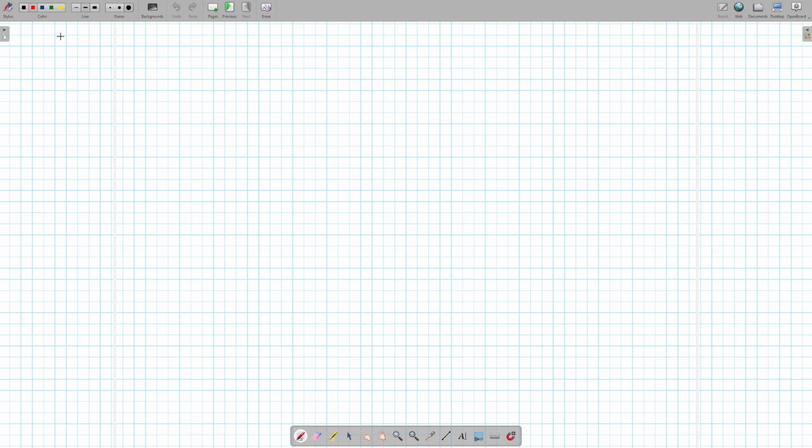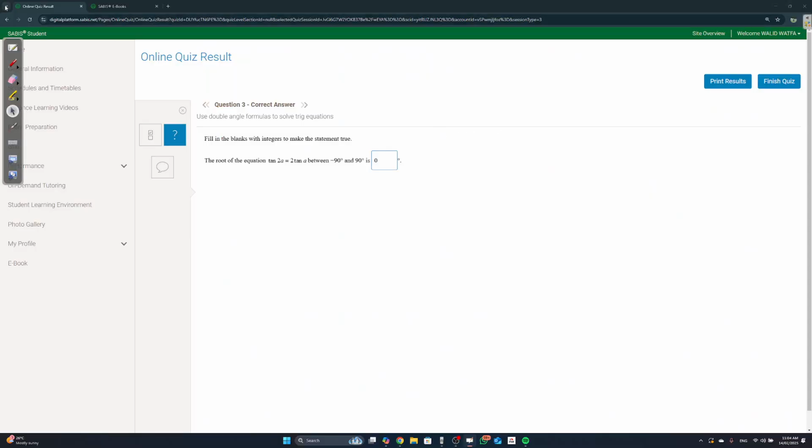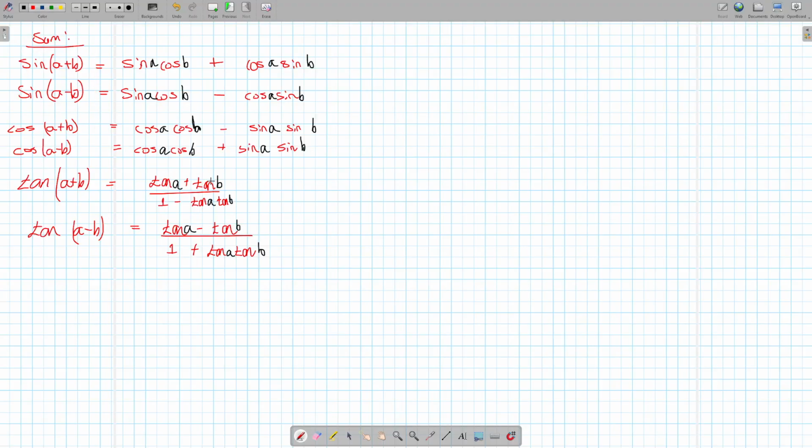I'll start with the sum formulas. We know them, so I'm going to fly through them. Sine a plus b is equal to sine a cosine b plus cosine a sine b. Some people write cosine first. I'm not going to draw the letters; I'll draw them in a different color. Let me pause. So these are all the formulas for sum that we know till now.